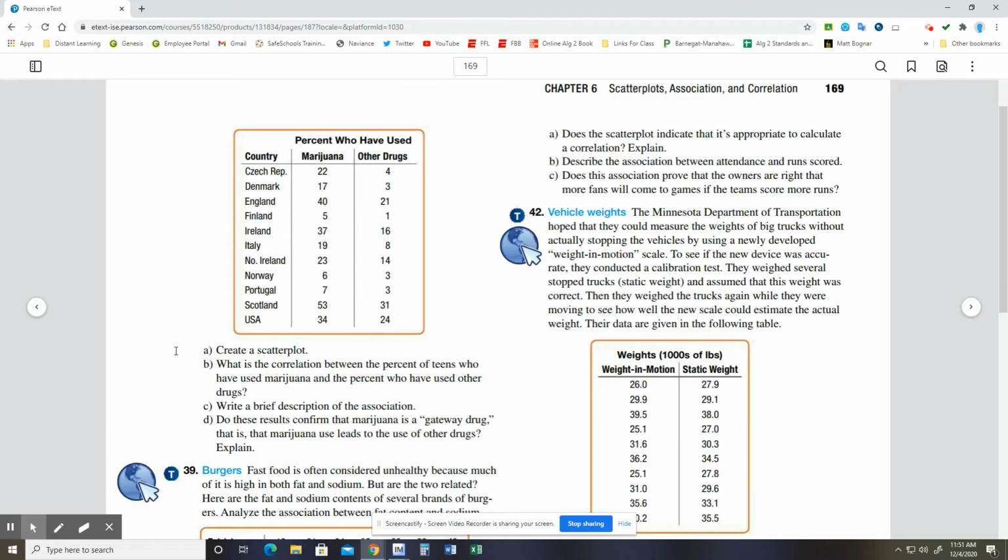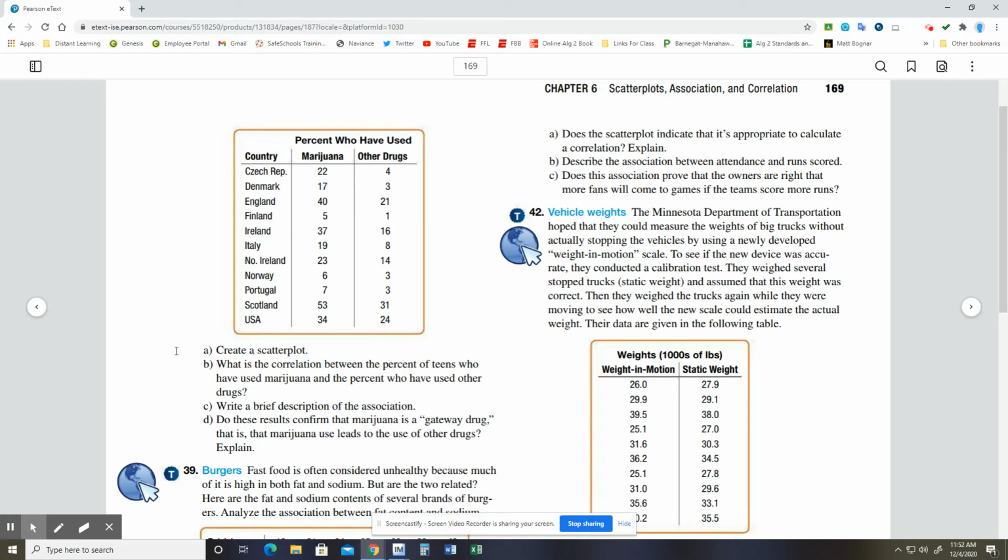D. Do these results confirm that marijuana is a gateway drug? That is, that marijuana use leads to the use of other drugs? No. You can't say that based on this correlation. Correlation does not mean causation. There might be other reasons. There might be a lurking variable that we are unaware of. So you cannot say that one causes the other. You can just say that marijuana users also tend to use other drugs more, but you can't say that one causes the other.